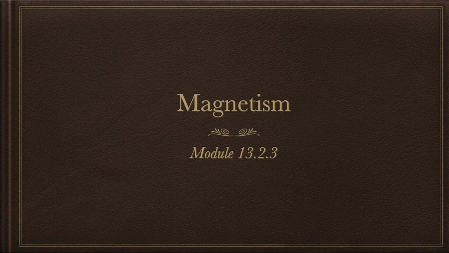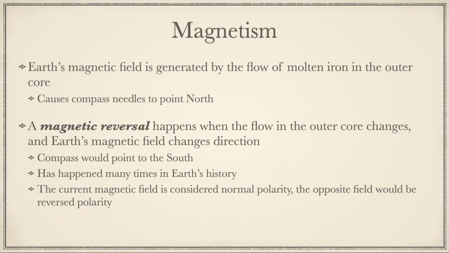Magnetism. So Earth's magnetic field is generated by the flow of molten iron in the outer core.